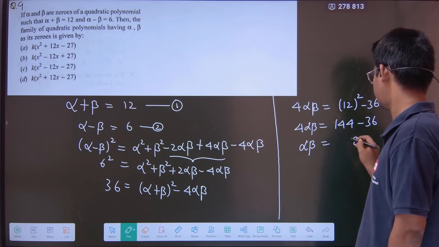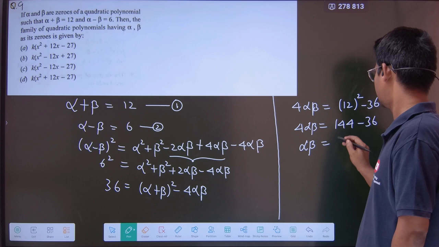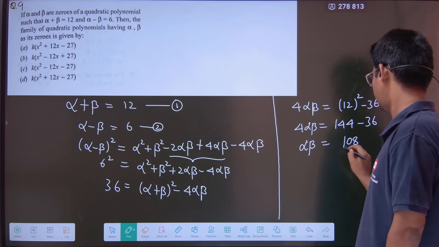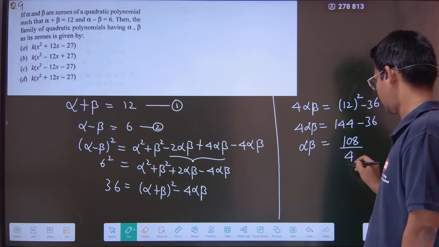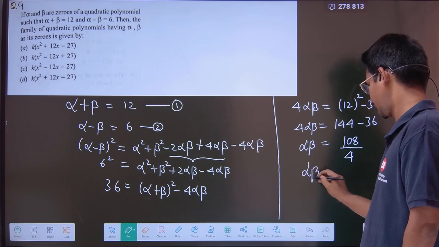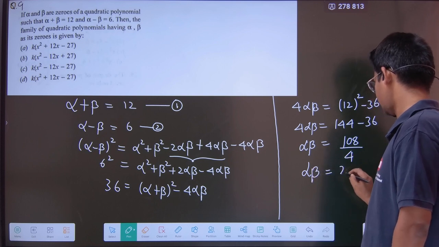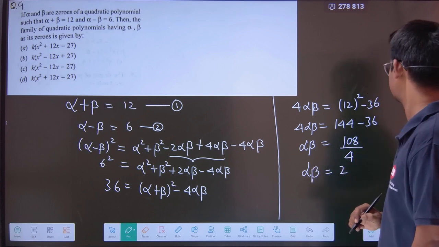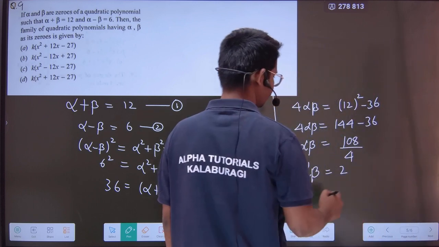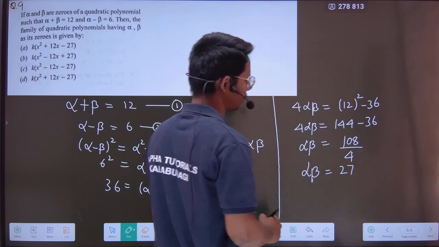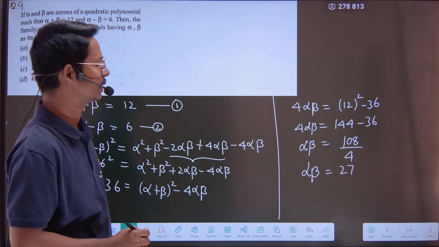Subtract. So 14 minus 6 is 8, and 3 minus 3 is 0, and it is 1. Multiplication, bring to the other side as division. So alpha into beta is equal to, 4 2s are 8, 8, and 4 7s are 28. So the product of zeros we are getting is 28.